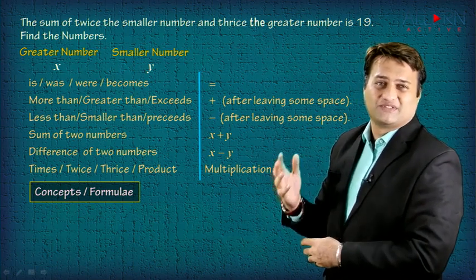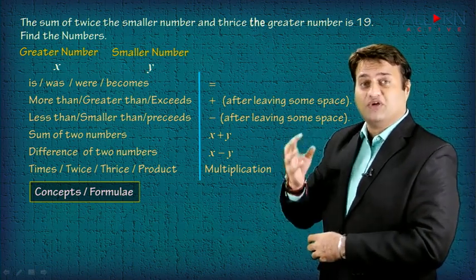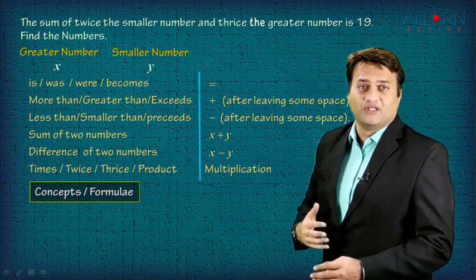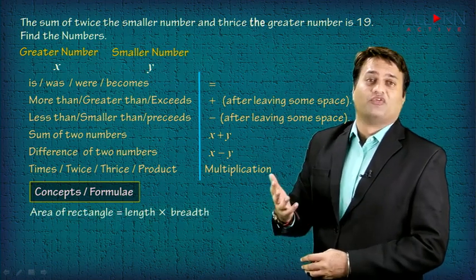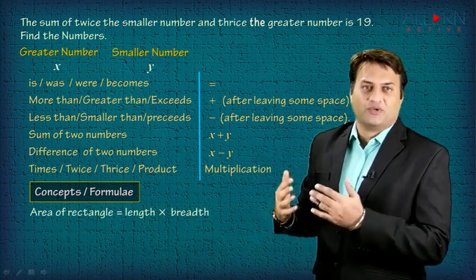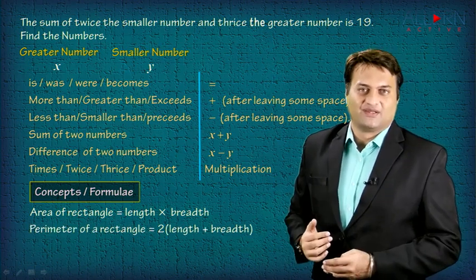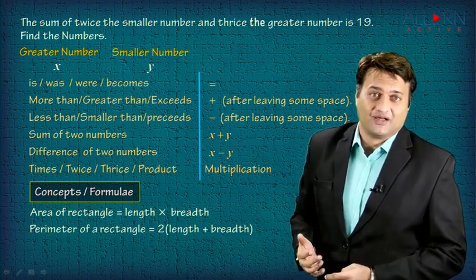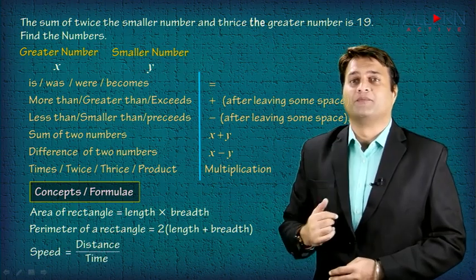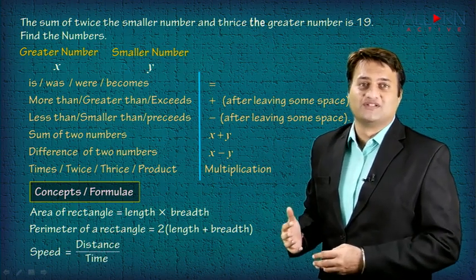there are some concepts and formulae that we already know, which we will have to apply while forming the equation. Like area of a rectangle, then you need to use this formula. Area of a rectangle is length into breadth, right? Perimeter of a rectangle, 2 into length plus breadth. Then speed is equal to distance upon time.